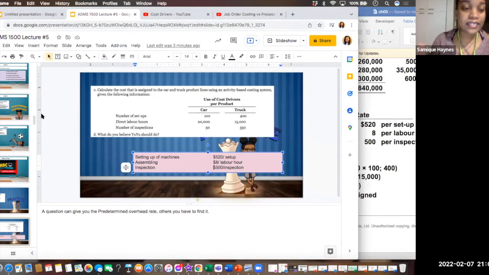We understand this? Activity-based costing and the volume-based one. One predetermined overhead rate, multiple predetermined overhead rates. Are we okay with that? Yeah? Anybody has any questions?